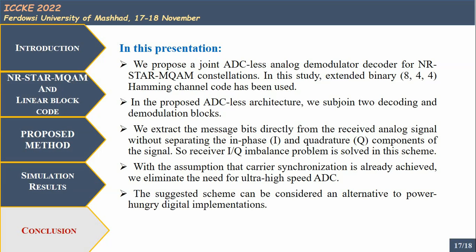We extract the message bits directly from the received analog signal without separating the in-phase and quadrature components of the signal. So the receiver IQ imbalance problem is solved in this scheme. With the assumption that carrier synchronization is already achieved, we eliminate the need for ultra-high-speed ADC. This suggested scheme can be considered as an alternative to power-hungry digital implementations.